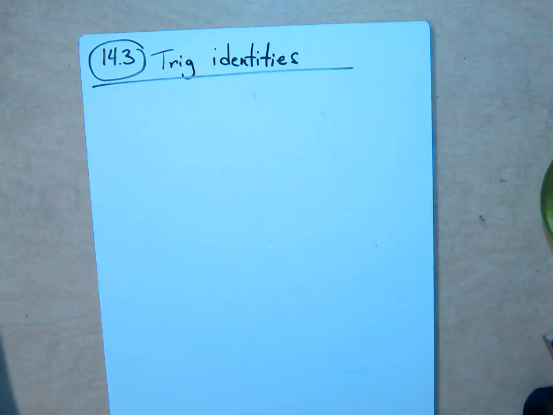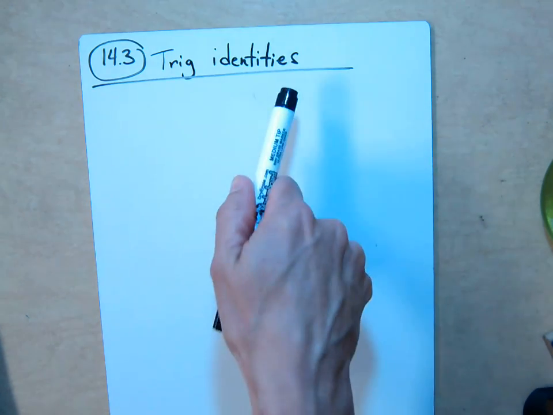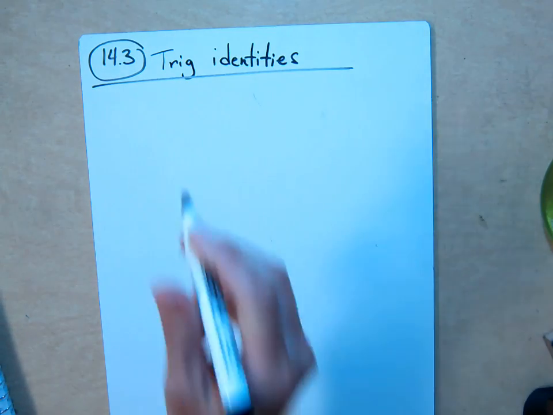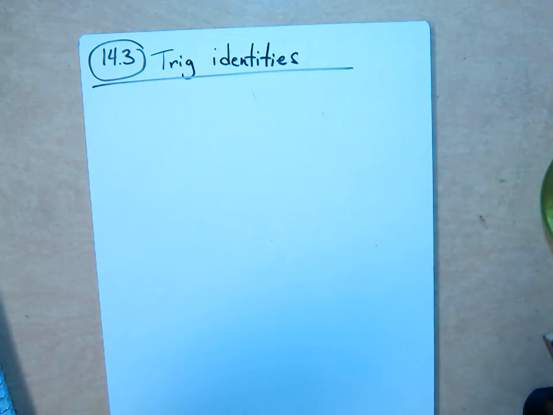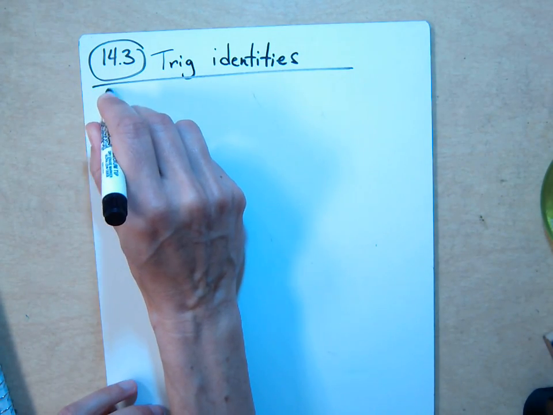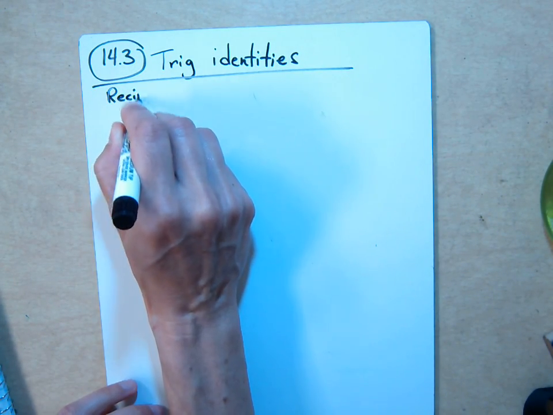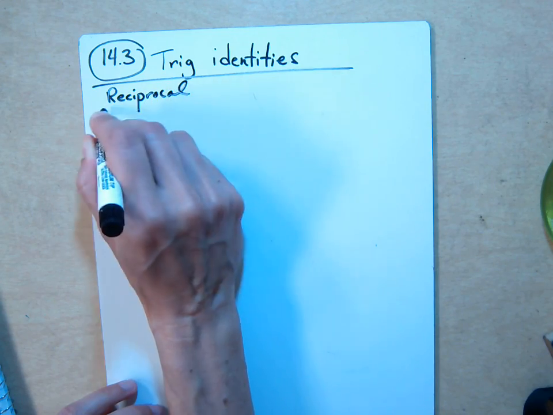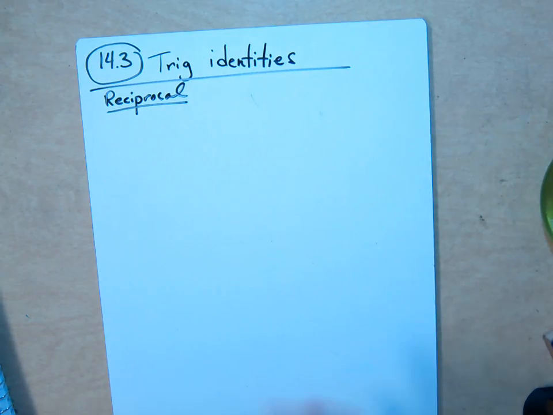So section 14.3, trig identities. These are pretty easy to remember. These are the basic ones. Identity means that it's just always true. There are classifications for these that might make it easier to remember. These are called the reciprocal identities, and you've seen them all before, but let's list them.